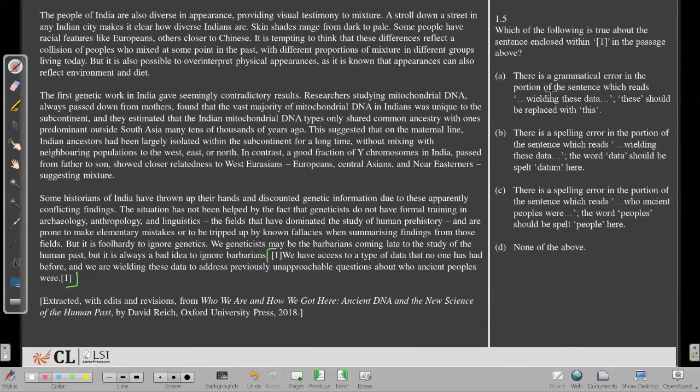There is a grammatical error in the portion of the sentence which reads "wielding these data." "These" should be replaced by "this." Is there a problem here? "These data." Okay, there is actually no problem.